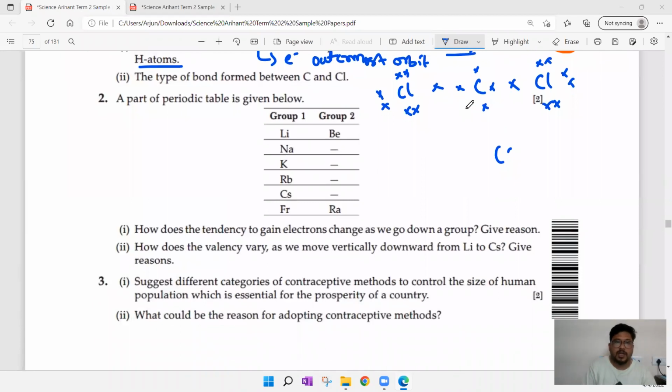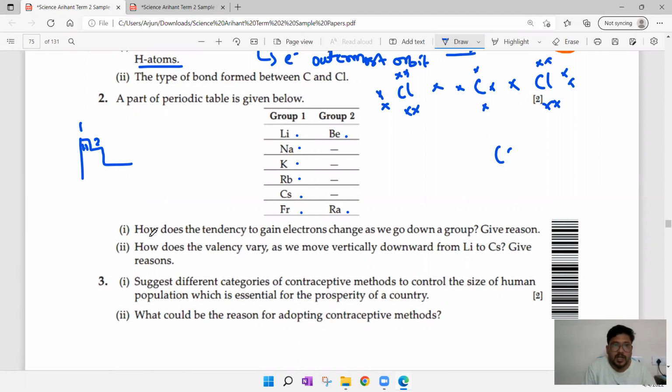So I'll come to the second one. A part of the periodic table is given, group 1, group 2. Group 1 elements, group 2 elements. Guys, don't get confused. Periodic table will be like this. So this is group 1, this is group 2. Of course, the first element is hydrogen, but they are not mentioning hydrogen. They have mentioned from lithium, sodium, potassium, rubidium, cesium, francium. Group 2, beryllium. Few blanks they have given, and radium they have given.